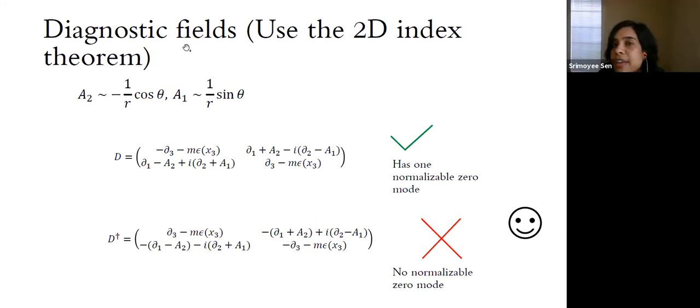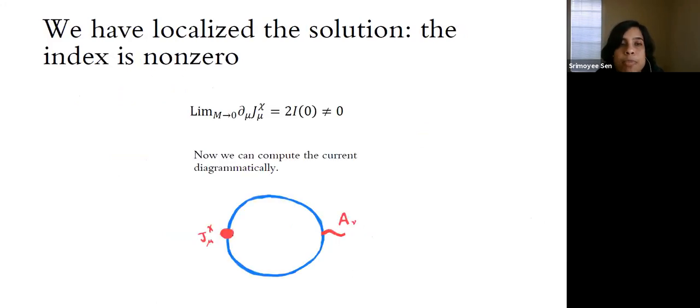So there is the index theorem, the 2D index theorem, which says that if you put in a background gauge field, which looks like this, then D will have localized solutions, but D dagger will not. So as a result, now you will have a non-zero index, okay? So we know now that we are going to have a non-zero index. That means we'll have a non-trivial current, and its divergence is going to be non-zero. So we're anticipating that if we now computed the current, it would give us some kind of current inflow picture.